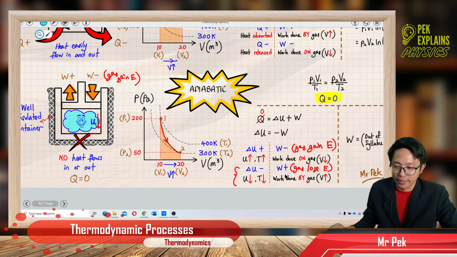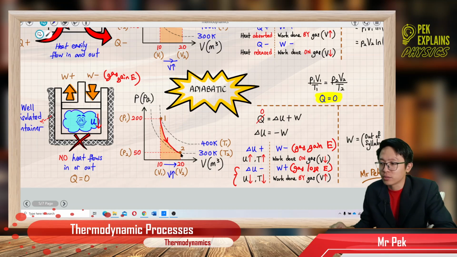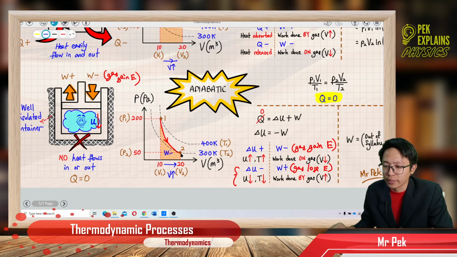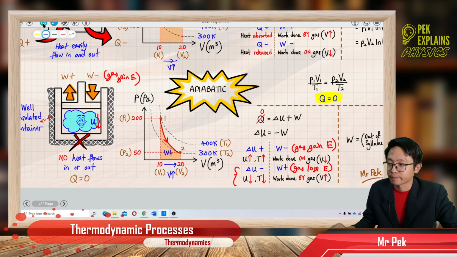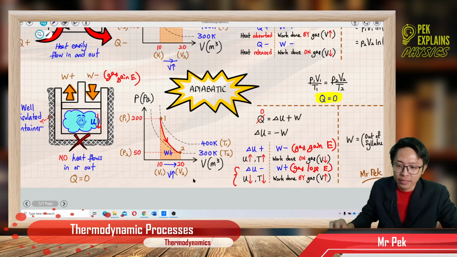This is work done by gas. So actually this work done, the area under the graph, is positive work done. Why is this positive work done? Because of expansion. The gas pushes up the piston. The gas does work. When expansion, volume increases, the gas does work, so work done is positive. So it refers to the second situation here.